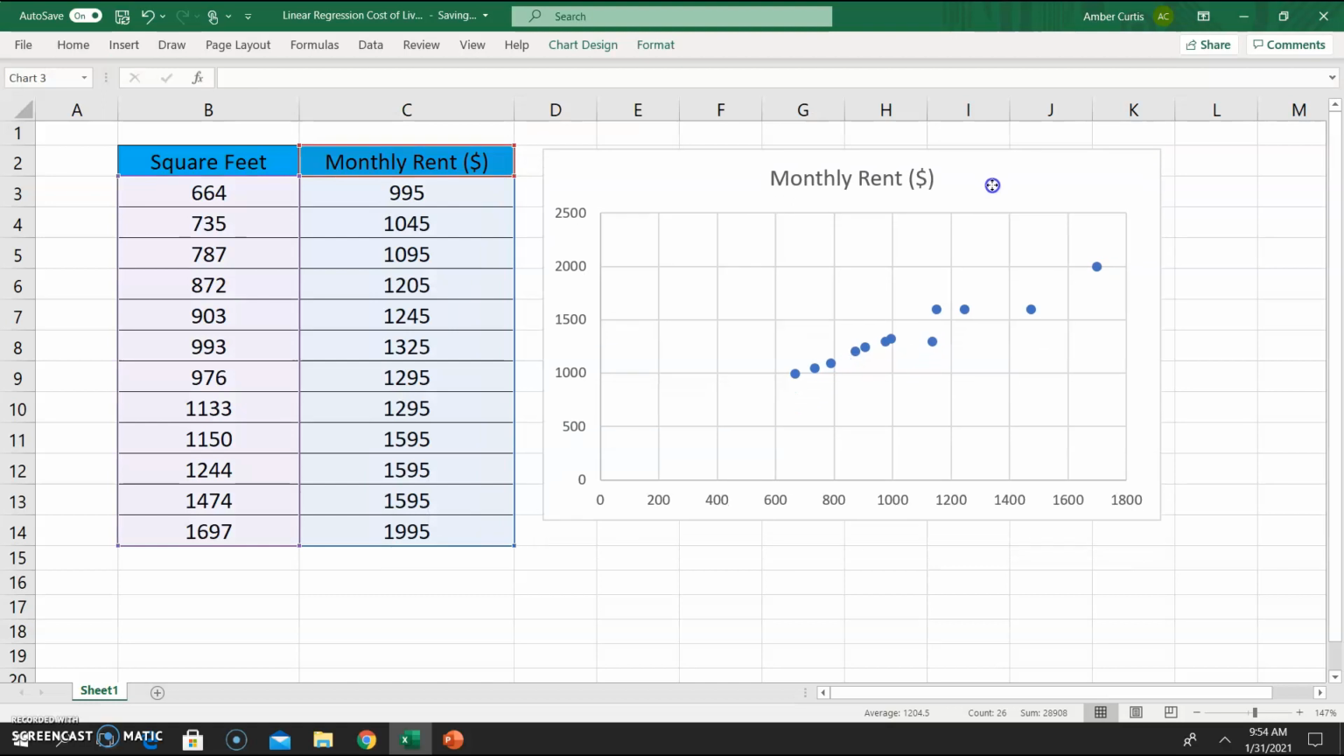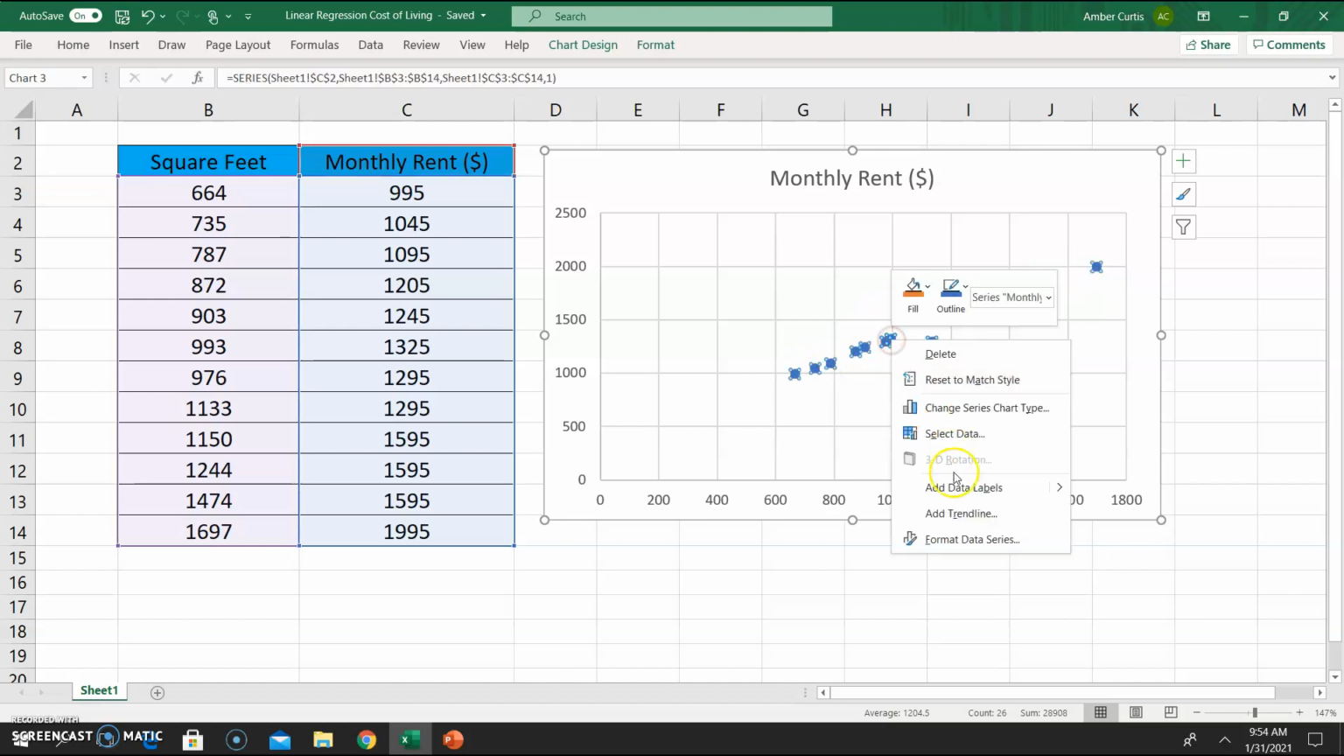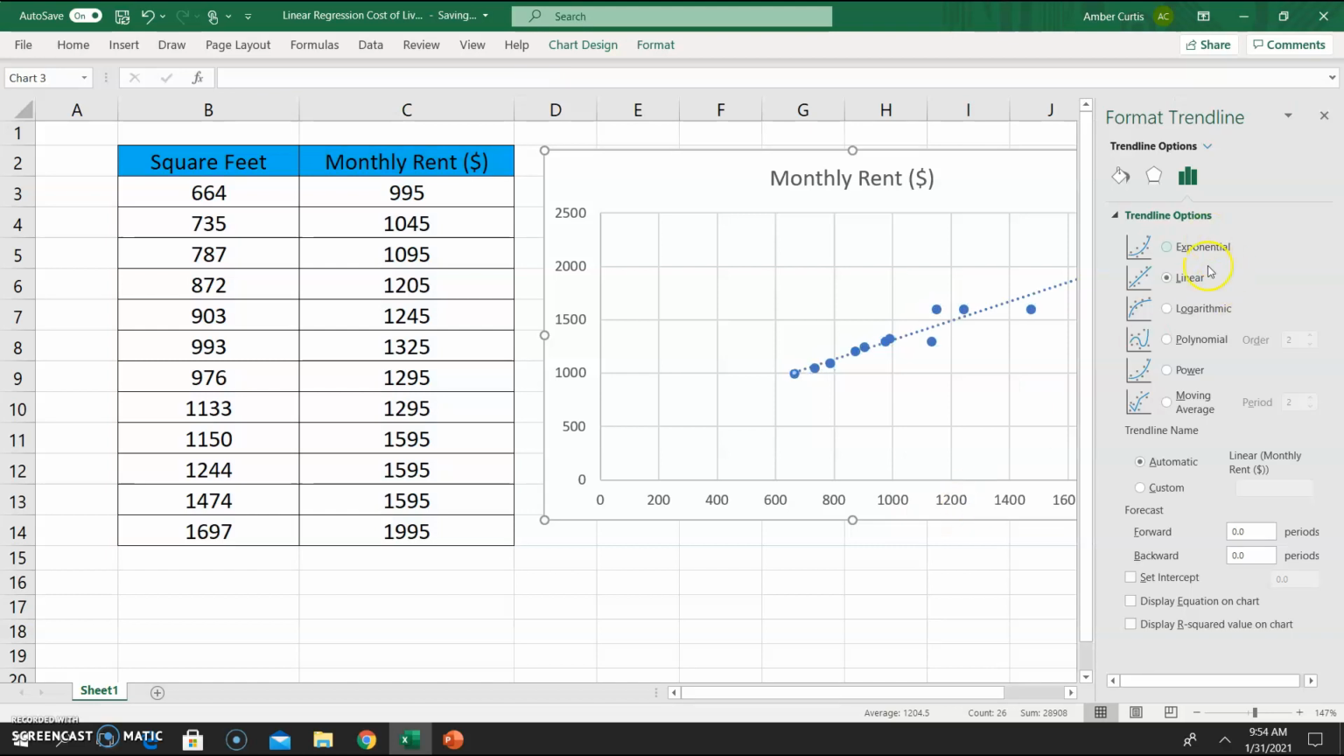Just going to drag and move this over. And then we're going to right-click any point on our scatter plot, and click Add Trendline. A menu of options will appear on the right. We want this to be linear, and we're going to ask it to display our equation and our R-squared value.